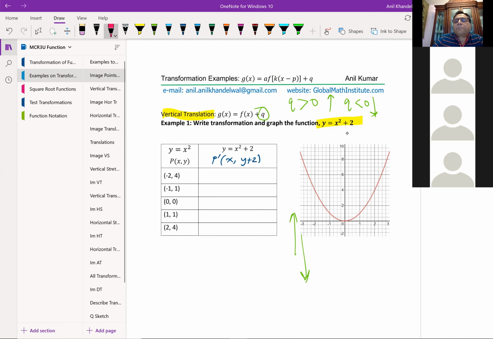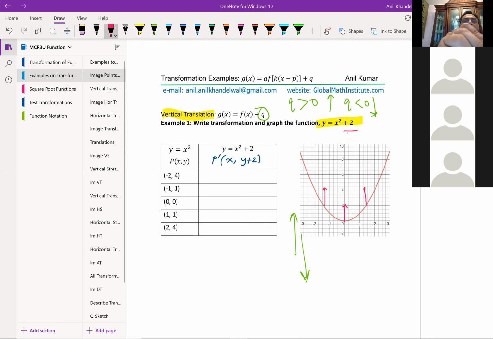Sir, I think you would transform the parabola 2 units up, correct? Perfect, because it is plus 2. So the whole parabola will move 2 units up. So every point will move 2 units up. You can just take some points and move them 2 units up and then sketch your parabola. That is what happens, correct? The x value remains exactly same.